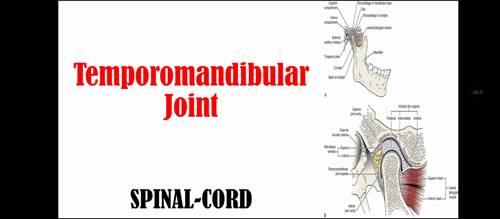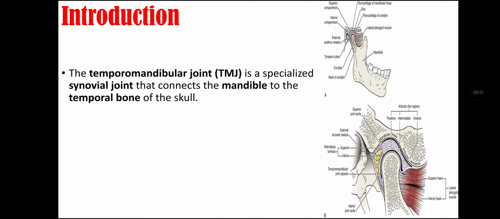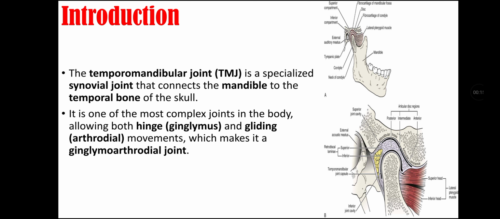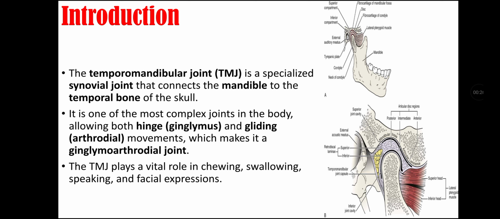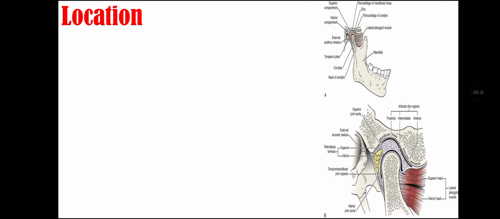So let's start our topic with introduction. Temporomandibular joint is a specialized synovial joint that connects the mandible to the temporal bone of the skull. It is one of the most complex joints in the body, allowing both hinge and gliding movement, which make it a ginglymoarthrodial joint. TMJ plays a vital role in chewing, swallowing, speaking, and facial expression.